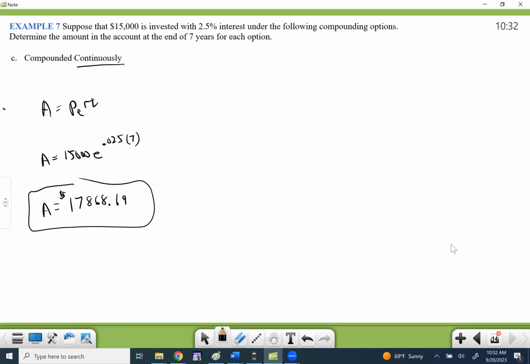All right, you guys. So that is the beginnings. We're going to continue talking about exponential growth and decay all throughout chapter 5, but that's a great start.